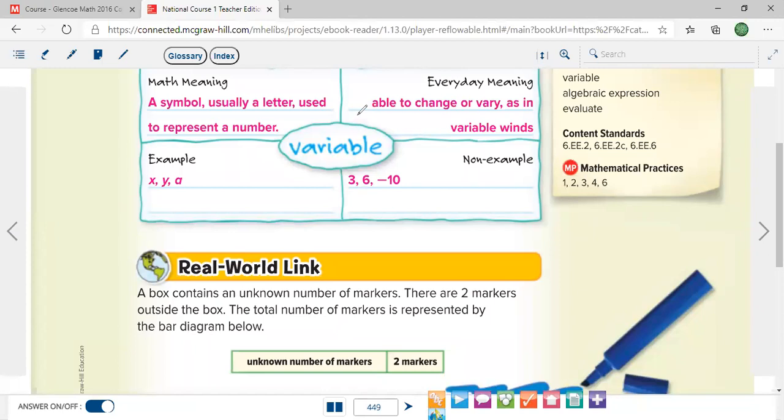So if we say, for example, x, this x represents, let's say, the mark of the student in the quiz. So this x may be 0, maybe 1, maybe 2, maybe 3, maybe 10 out of 10. Who knows? So it's able to change or vary, as in variable winds. Examples of variables are x, y, a. Non-examples are 3, 6, and negative 10.